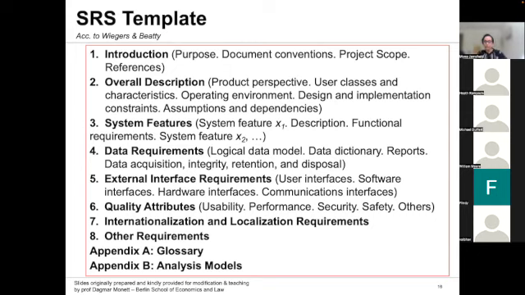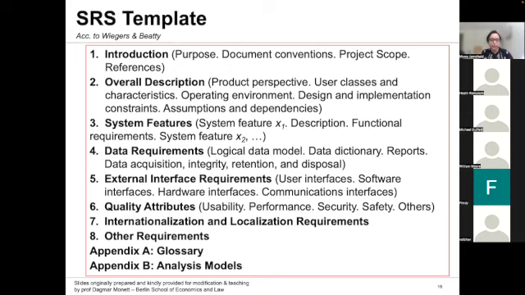So remember that the target at the end of this semester is for you to develop an SRS document as part of your project. So do take a look at that. And here I'm just going to discuss some of the basic headings that have been covered in the template.